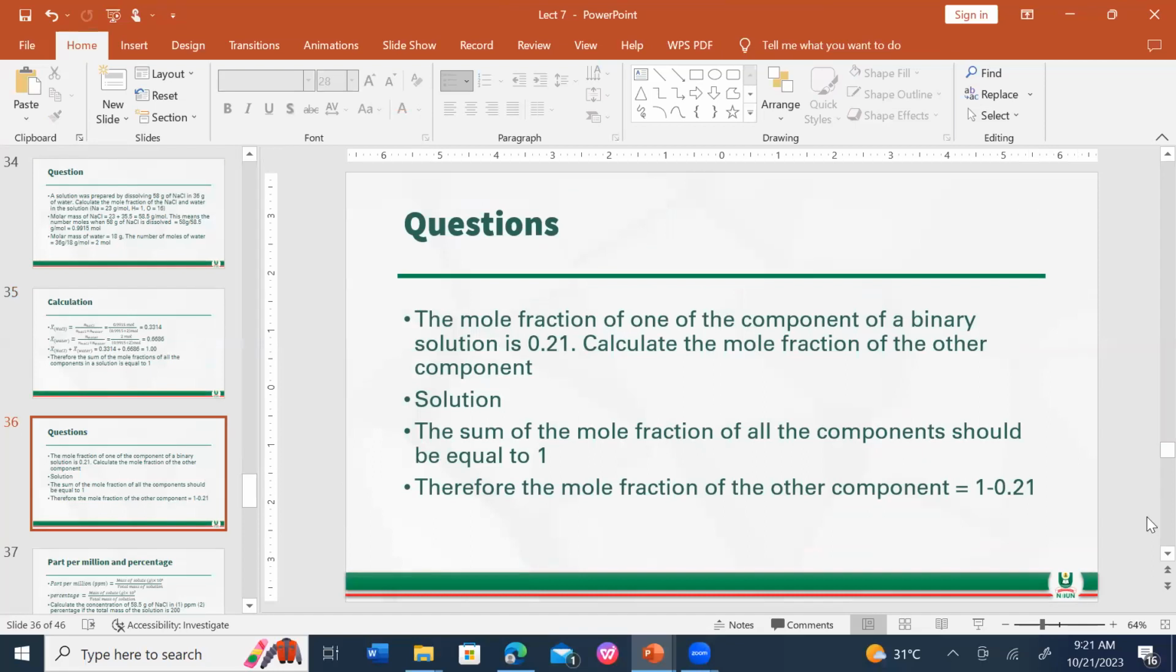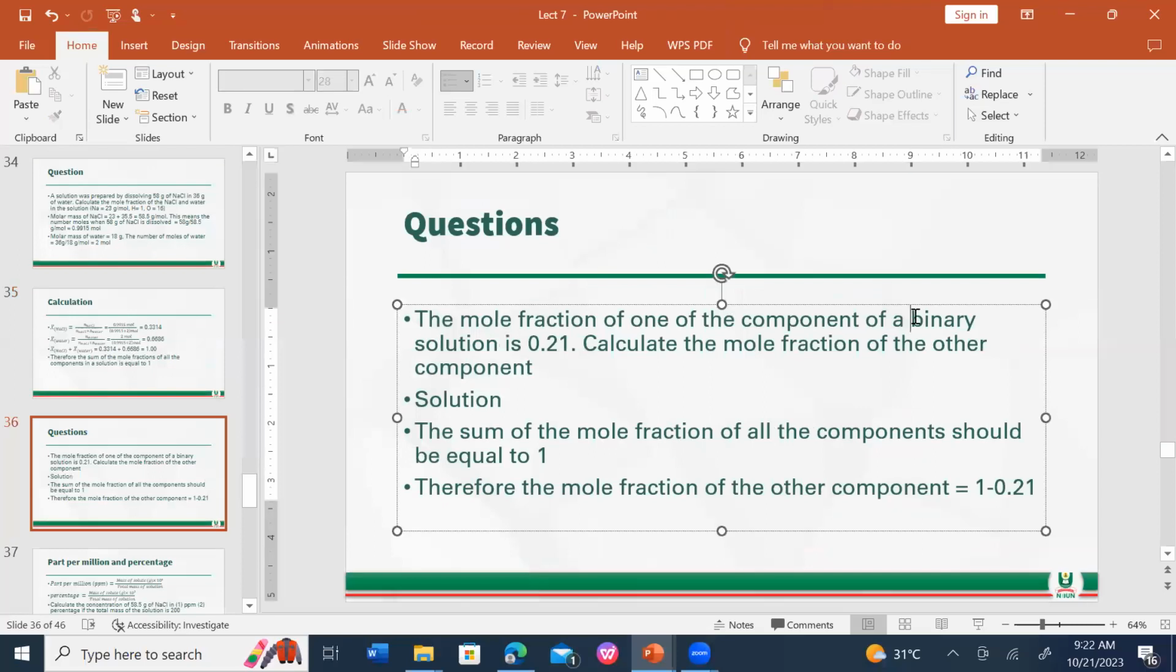So question: the mole fraction of one of the components of a binary solution is 0.21. Calculate the mole fraction of the other component. What you have to note here is the term binary. Binary means that there are two components. I've just stated that the mole fractions of all the components in a mixture must be equal to 1. So if you know the mole fraction of one, which is 0.21, plus the mole fraction of the other one, which you don't know, that answer will be equal to 1.